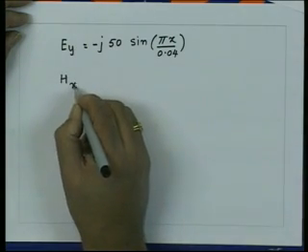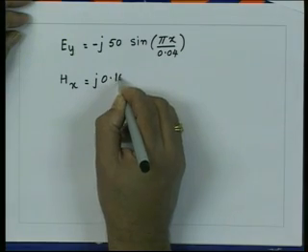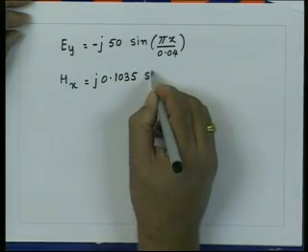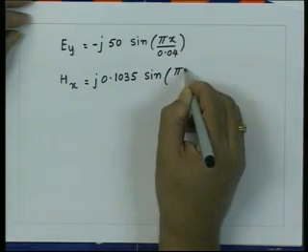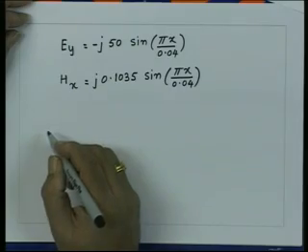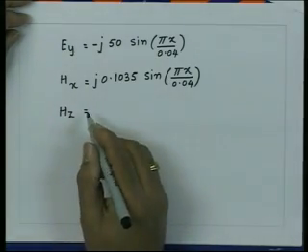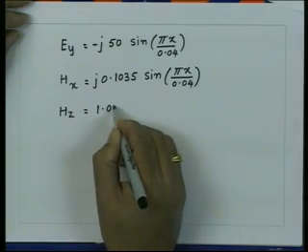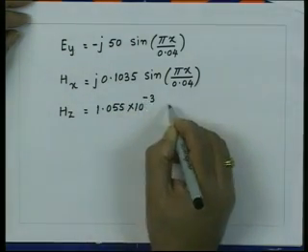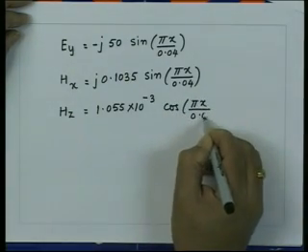h x will be equal to j 0.1035 sine of pi x upon 0.04, and h z will be equal to 1.055 into 10 to the power minus 3 cos of pi x upon 0.04.